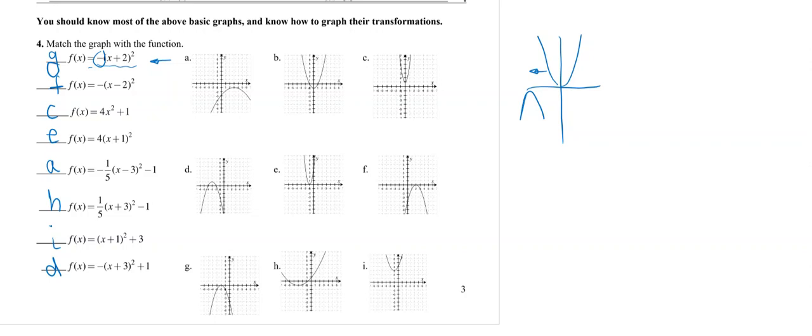So let me know if you think I did any of these incorrectly or if you have any questions about them.